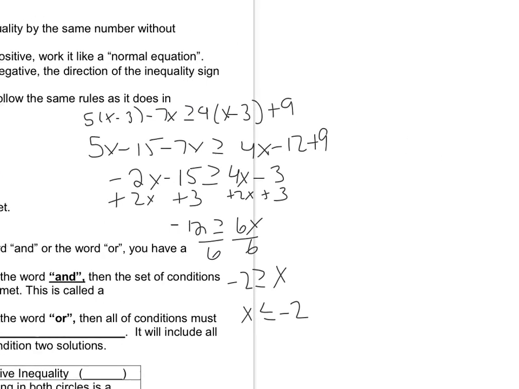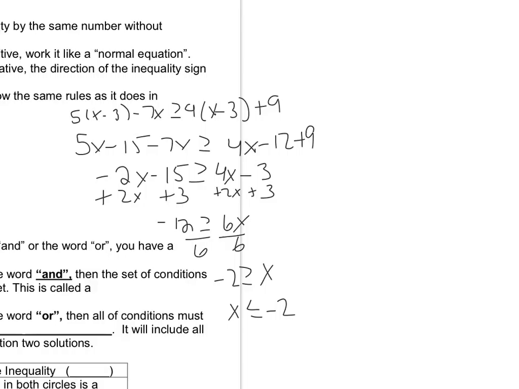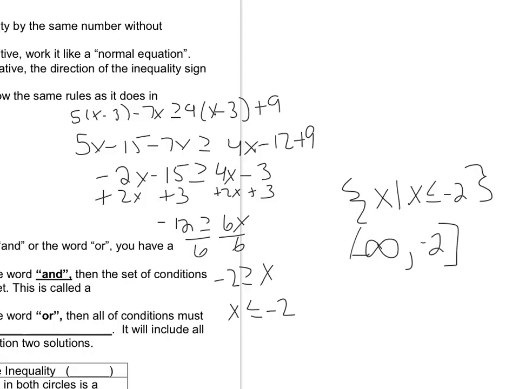So, if we're looking at this, interval notation or set notation, you get that. Interval notation, it would be negative infinity to negative 2. It can equal it, it can't. Okay? So, let's take a look at some more.